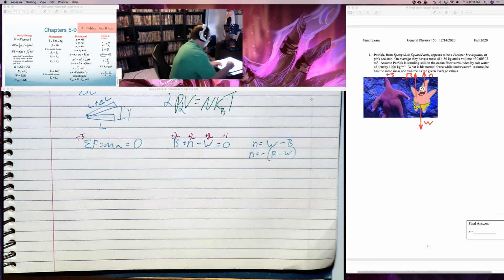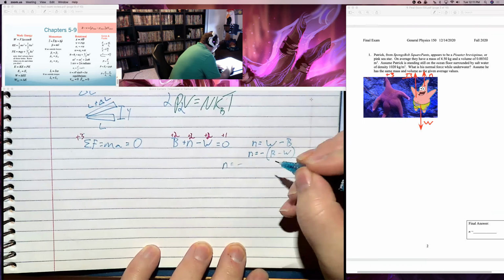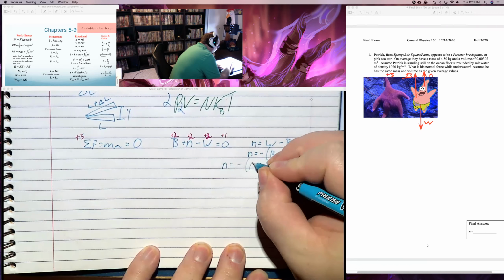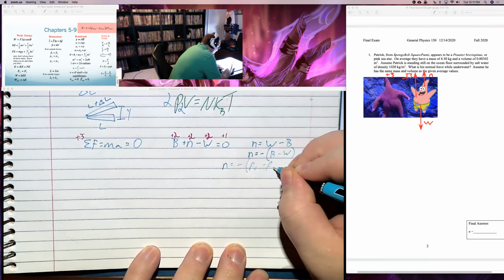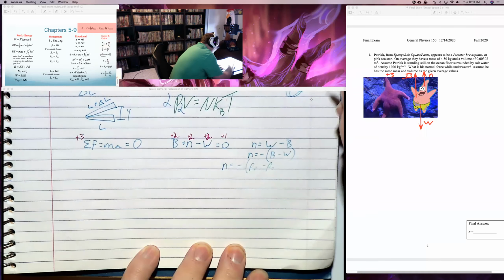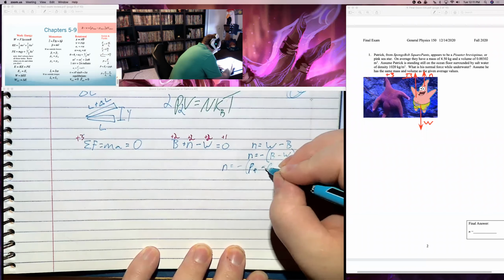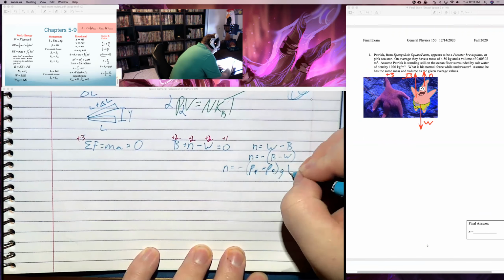And what you'll do is you'll say that B minus W term, you'll just plug in that it's rho fluid minus rho object GV.